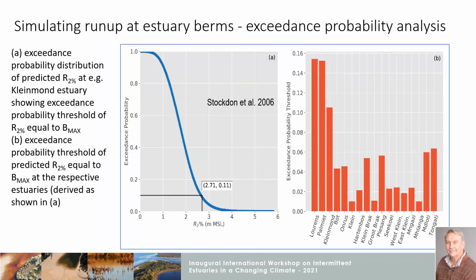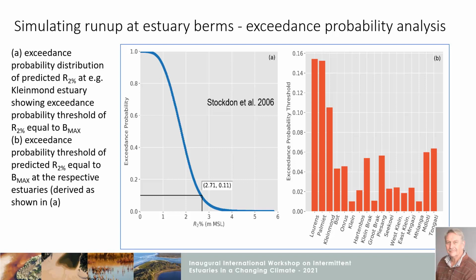So in terms of developing the second method, what we did here was to determine the exceedance probability distribution of predicted 2% wave run-ups at each estuary. And we had the BMAX values, that's the maximum crest elevation of each estuary. So we could read off, as in this case here, the BMAX value for this estuary was 2.71, which then corresponded with the exceedance probability of 0.11 or 11%, in other words, for this estuary.